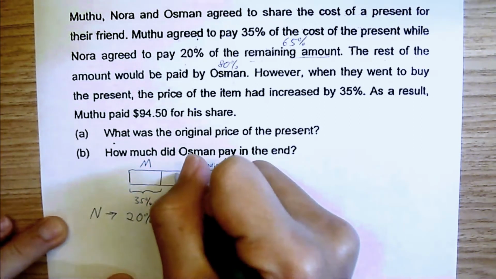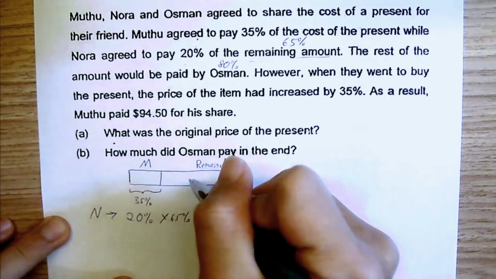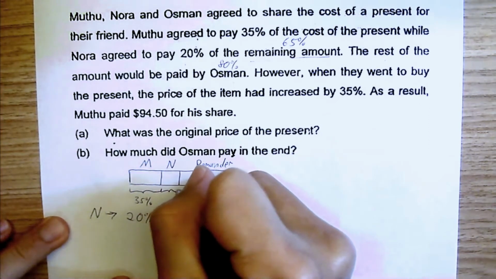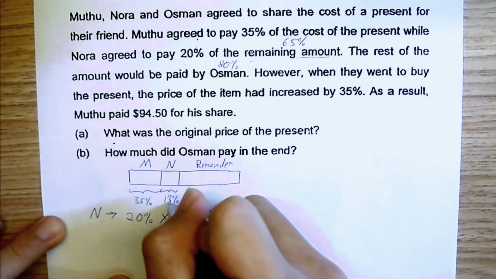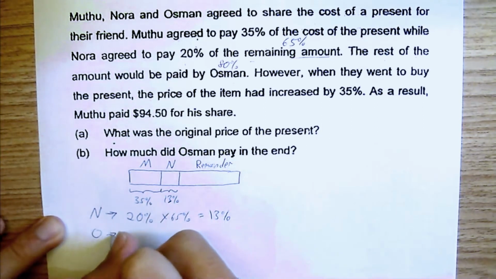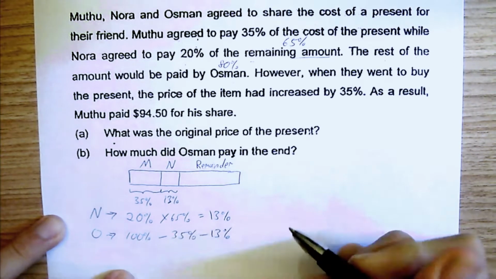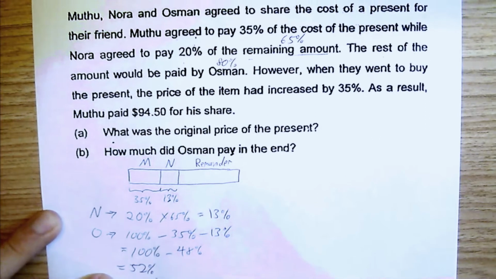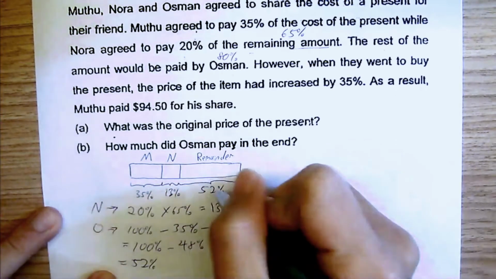So Nora paid 13%. Okay, if you just throw this into the calculator, you'll be able to get the answer, 13%. So over here, I can put, this will be by Nora. Nora is 13%. So if Muthu paid 35%, Nora paid 13%, we can figure out that Osman will probably be 100% minus 35% minus 13%, and this will give us 100% minus 48%, and this will give us 52%. So Osman paid 52%. So this entire thing will be 52% by Osman.